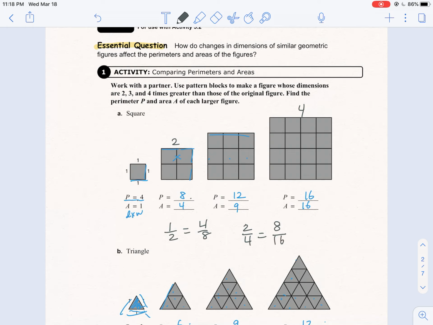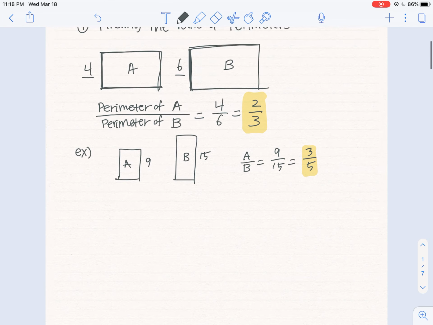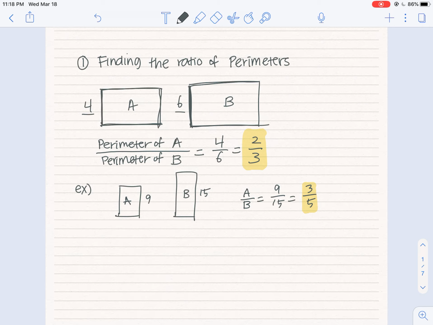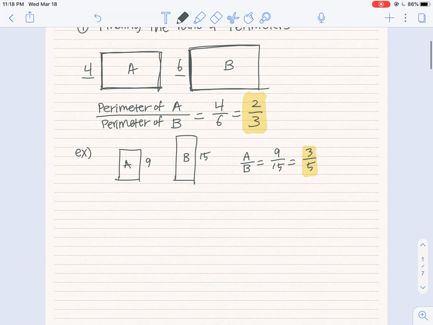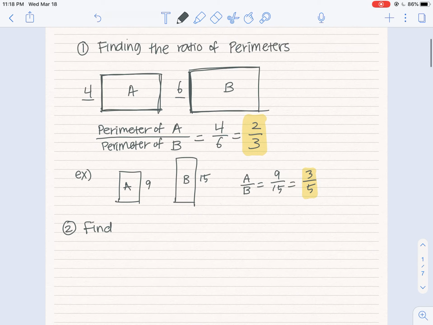And perimeter is 8, 16. They are actually going to be the same once you simplify them into the simplest number. So you're going to always find the ratio the same. You just have to put the same item on the top and the bottom and simplify it. Okay. Now finding the area ratio.